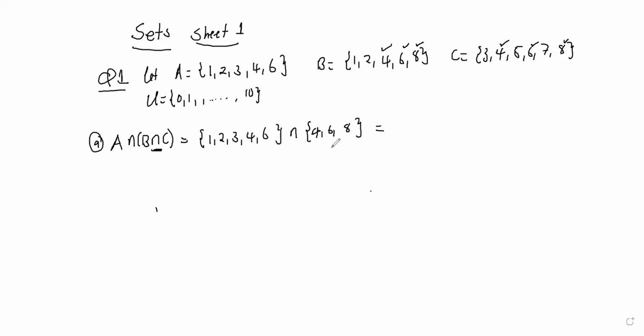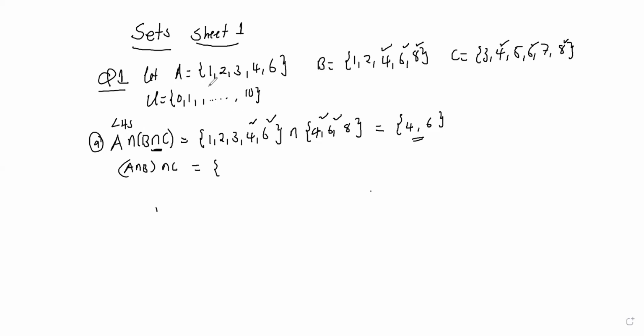What's the first set intersection the second one? So we see there's only 4 in here and in here. Then there's 6, there's 6. So it's 4 and 6. That's what we have as intersection. Now the question is whether this is the same as, so we pick the left-hand side. We just want to verify if this is the same as A intersection B intersection C. So now we'll get A intersection B first.